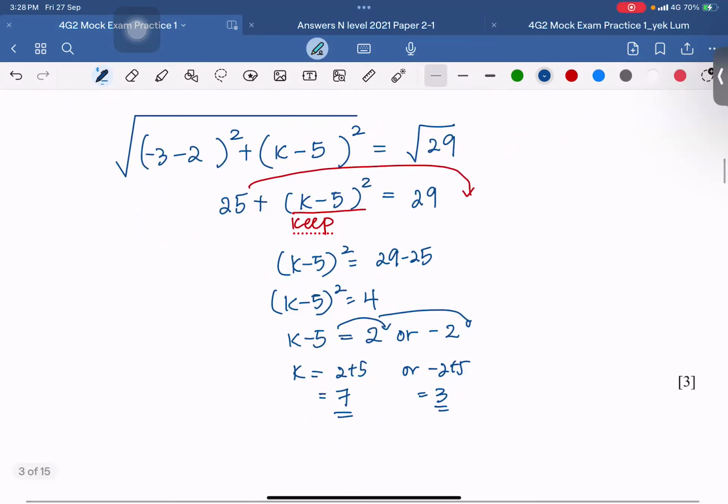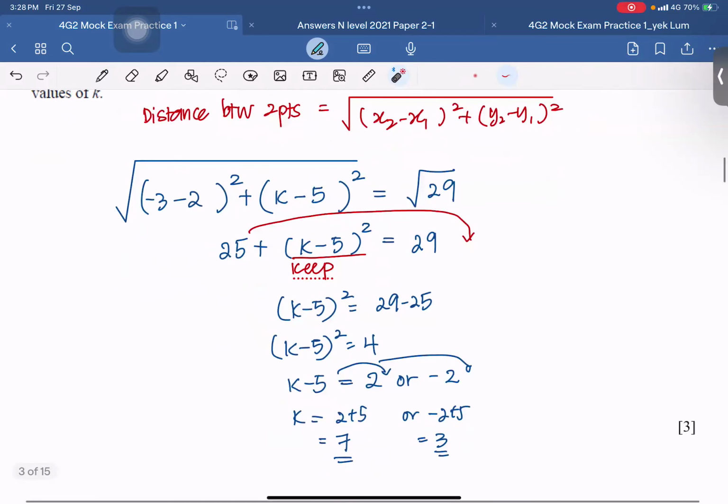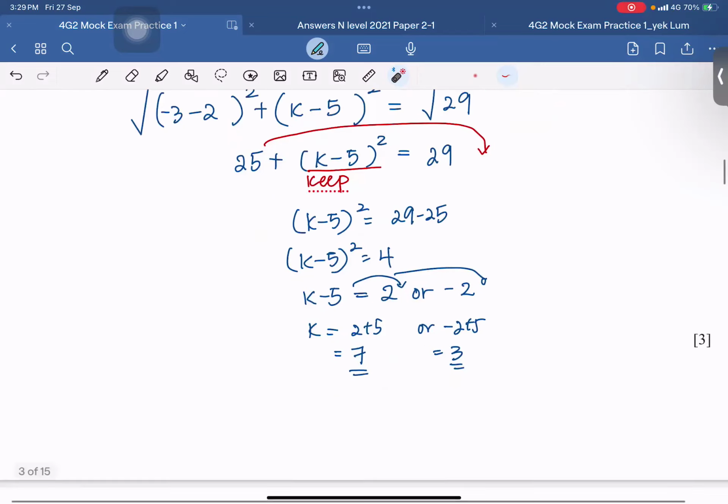You're okay with this one? Take a look. Do you need me to explain any part of it again? First part, you must memorize this formula. Then you plug in the numbers. Get rid of the square root, both of them have square root. Then calculate. Shift over. Then you do like your completing square method. Okay, give me a signal. Then I move on to the next question already. Okay, good. Next question.